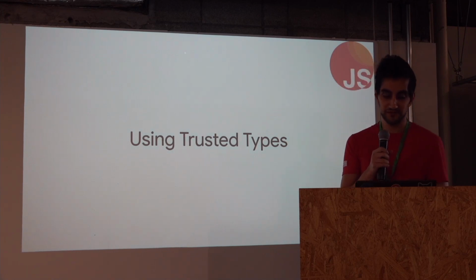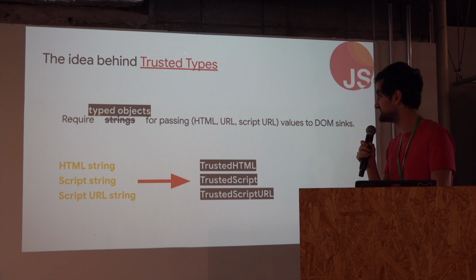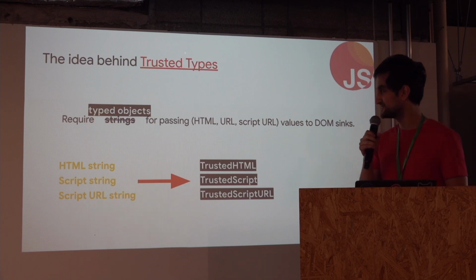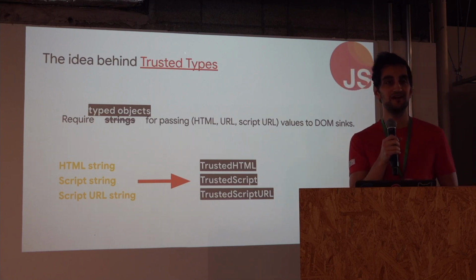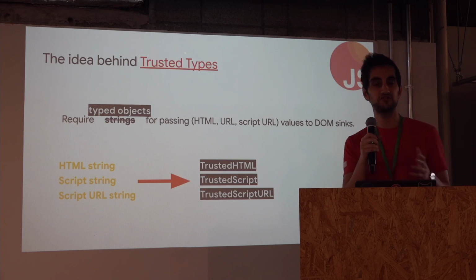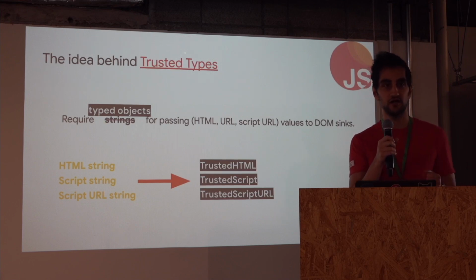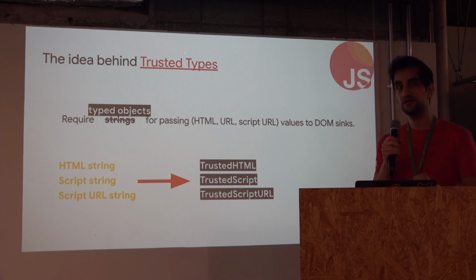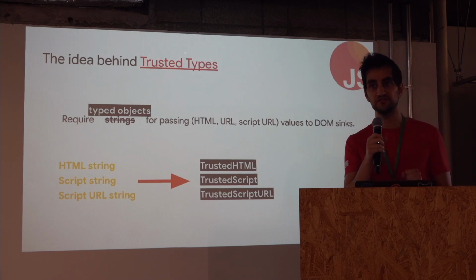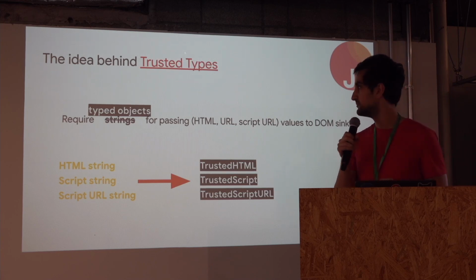And so this is probably the most critical slide of the presentation. The idea behind Trusted Types is fairly simple. The whole idea is you want to make sure that the developer is conscious of the usage of these APIs and well aware of the strings that they're inserting whenever it's happening.